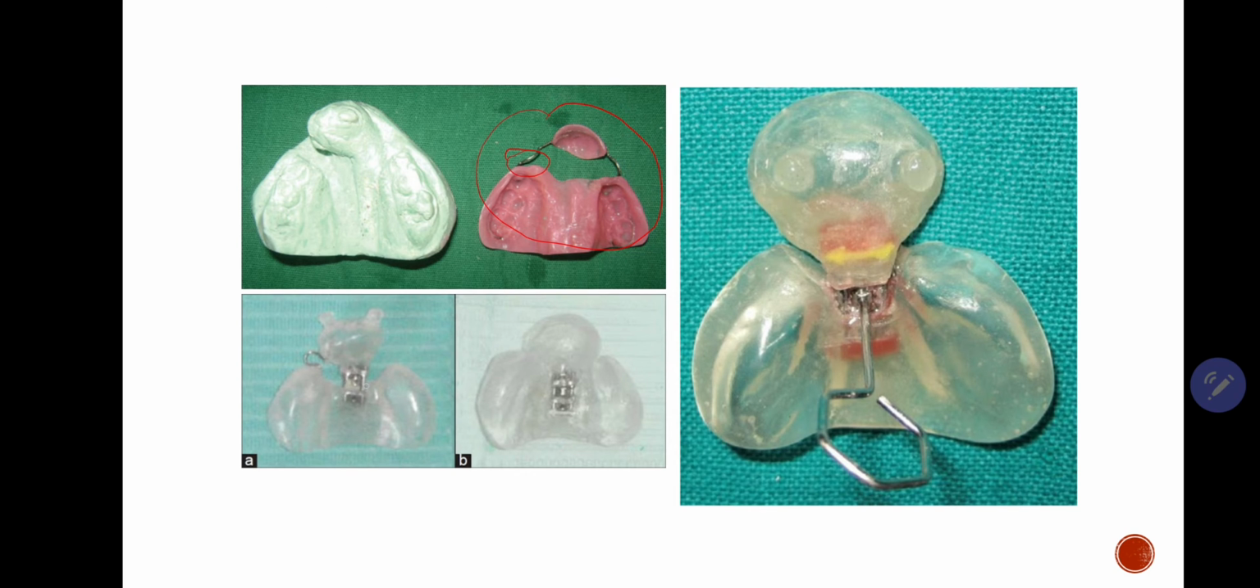Another type of appliance has a Hyrax screw present in the center. Once you tighten the Hyrax screw, it brings the anterior portion back towards the posterior portions. The third picture is also the same, with a center Hyrax screw. If you tighten it, the anterior portion is brought close to the posterior portions.